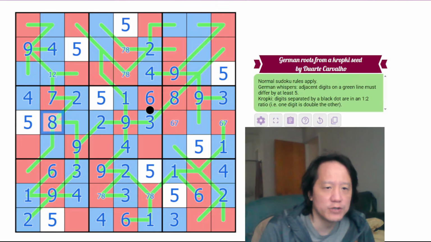8's next to only 1 and 3. This can't be 3 because of a 3 in the row, so this is 1, which makes this 3. That leaves this as a 2, and this has to be a 4.